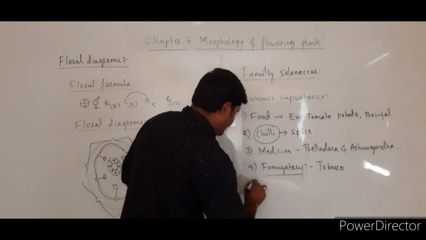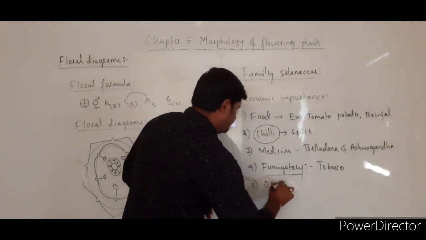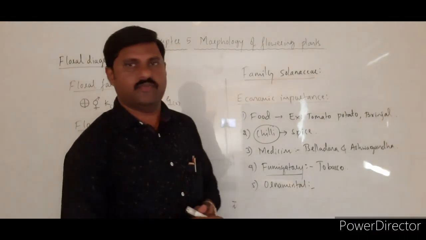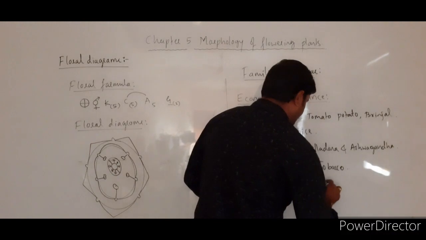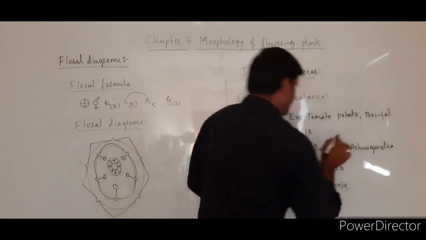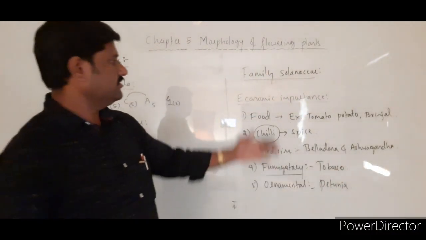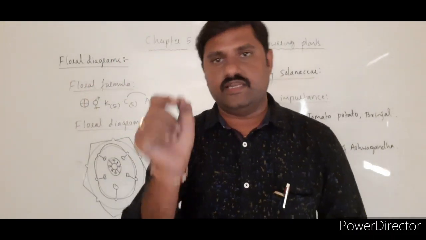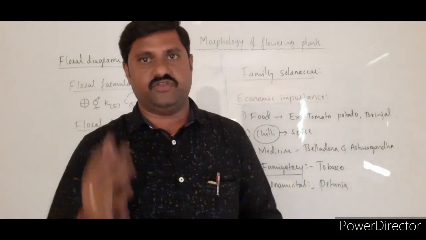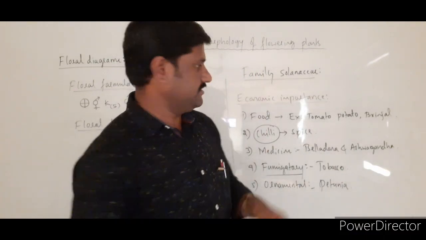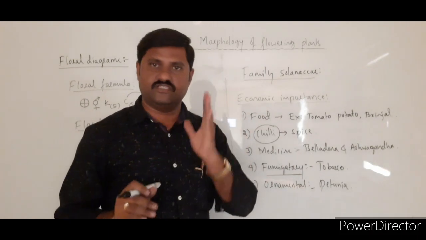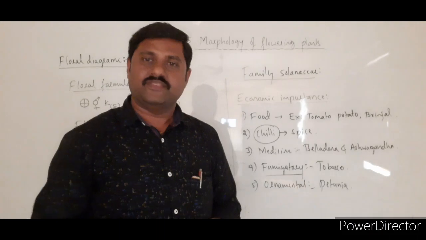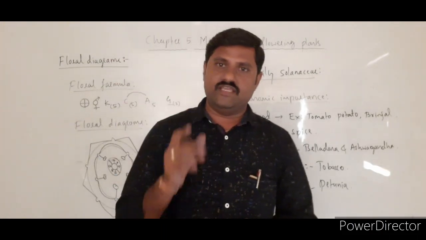And one more is ornamental. Some of the plants are used as ornamental plants, the best example is petunia. So these are some of the economic importances given in the NCERT textbook. This is enough for you people to remember. These are also asked in the examination, especially the NEET examination, as match the following types. Okay, so I hope you will prepare them very well.